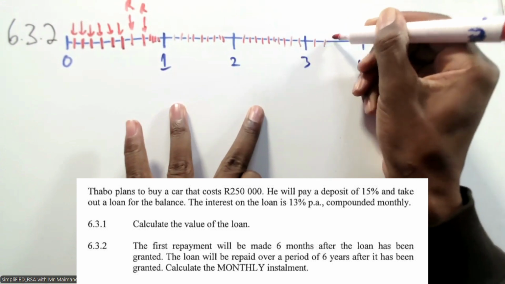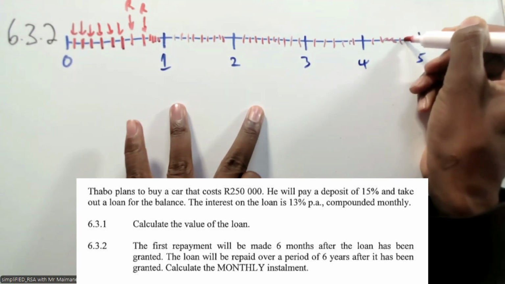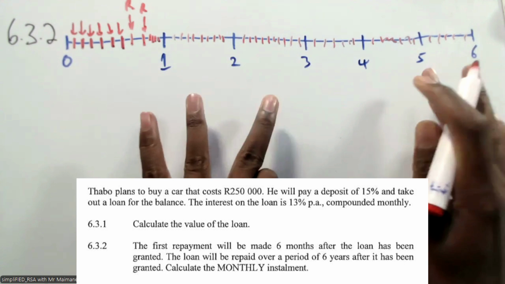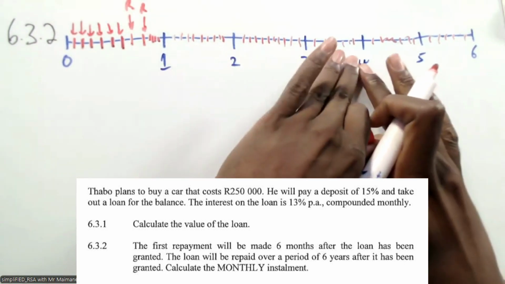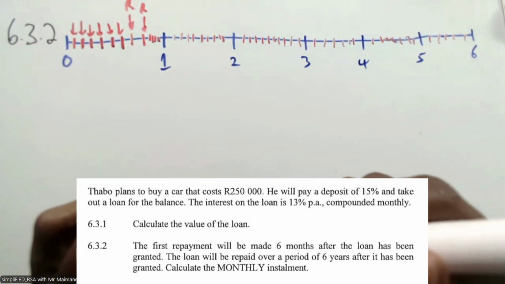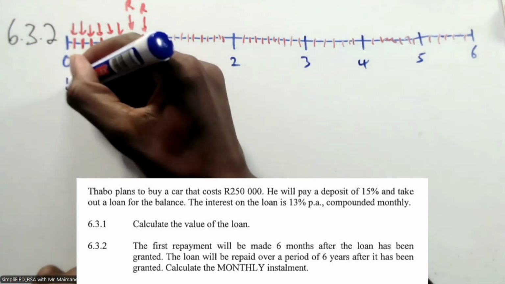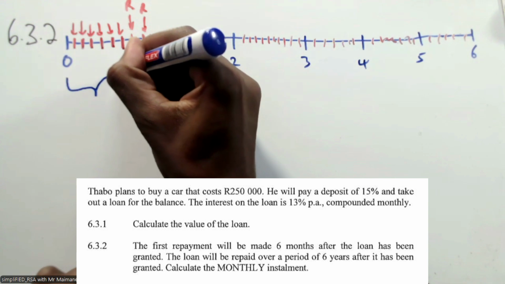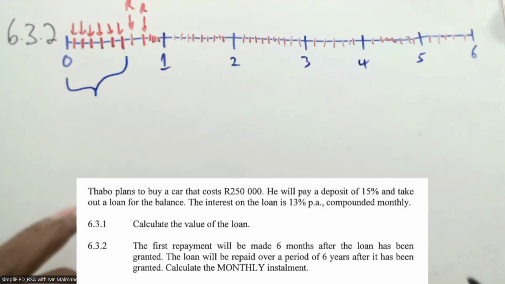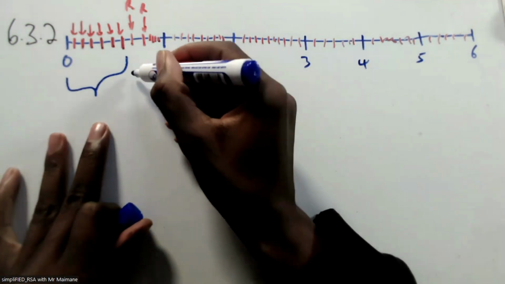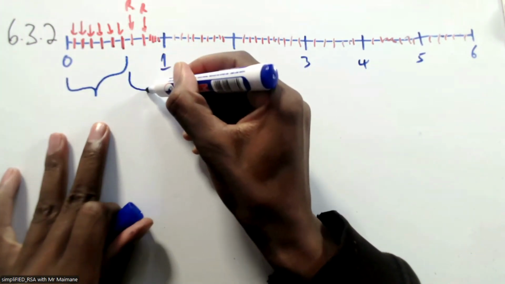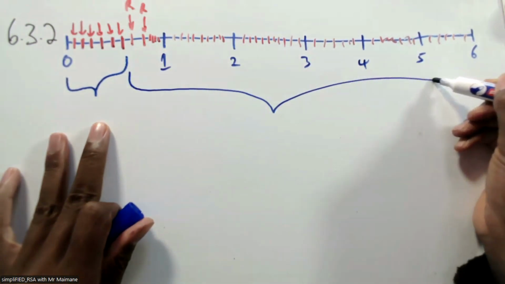Even though this is not accurate, we know that in between the years, the payments would have been 12 months in between. So for the first 6 months, there was no payment. We can show that for the first 6 months, no payment was made, and payments are only going to be made after 6 months.